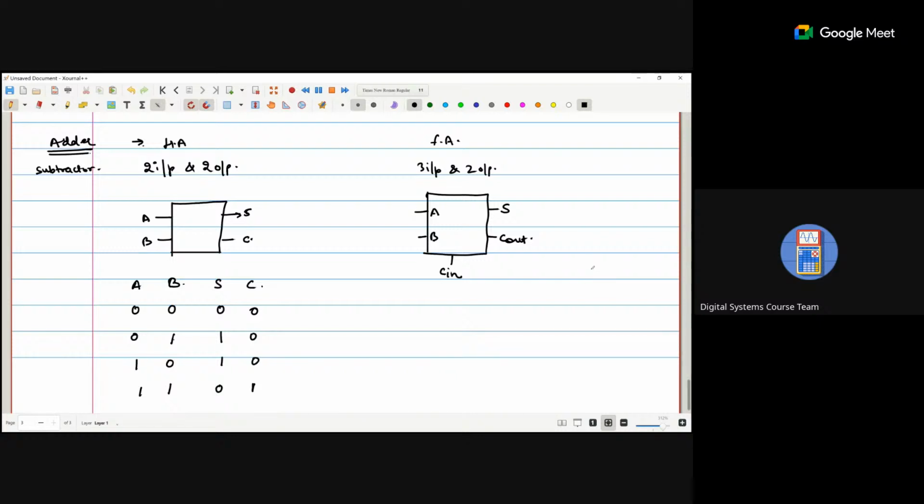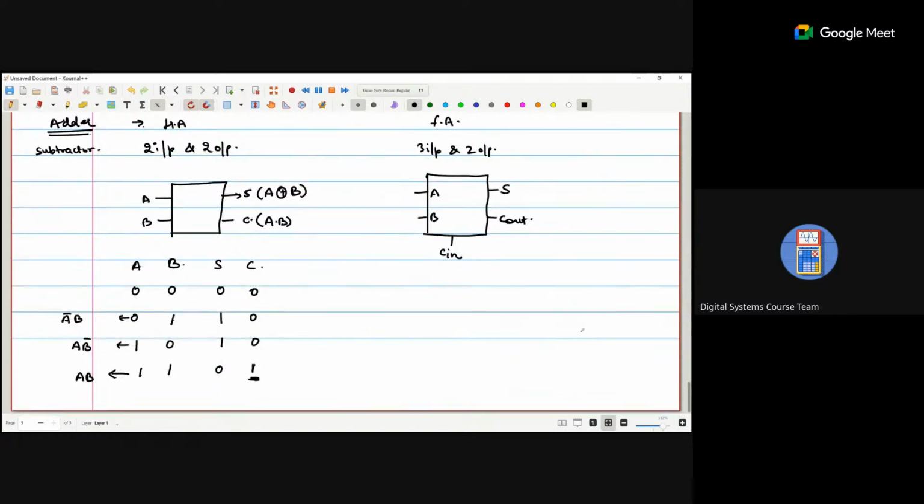Okay. So what is the carry? The carry is A dot B, because carry is 1 only in this one scenario. So what is the main term? AB. Now if we are talking about the sum, it will be 1 for these two conditions. One is this one and one is this one. So it is called A bar B and this is called A B bar. So sum is nothing but A XOR B.